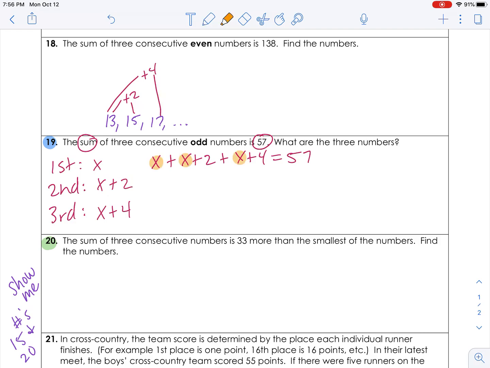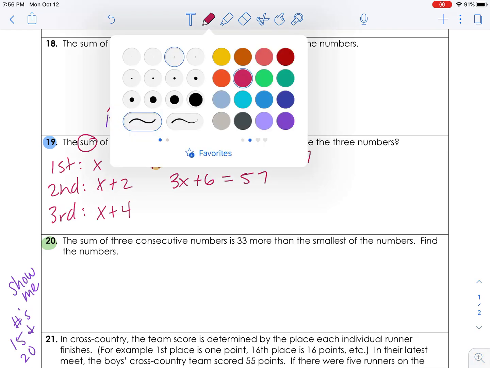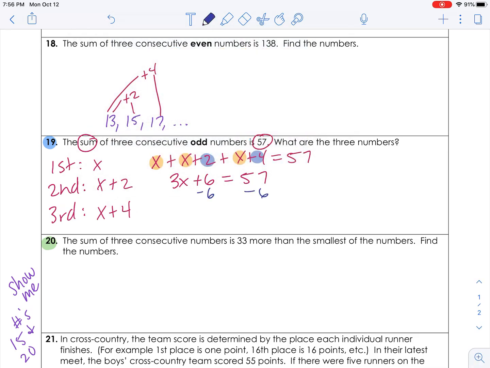We'll begin by combining like terms. How many x's do we have on the left-hand side? We have 3 x's, so x plus x plus x is 3x. And then we also have a plus 2 and plus 4. 2 plus 4 is 6. And it equals 57. So from here, we're just ready to solve.